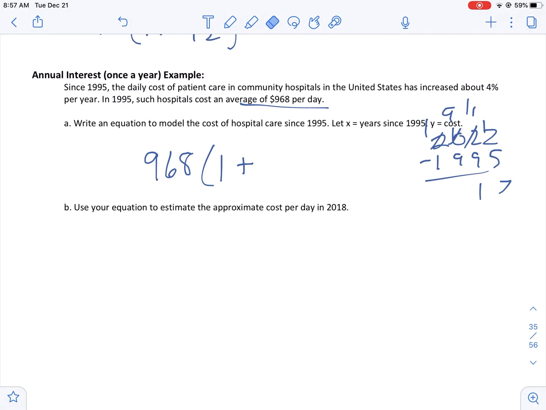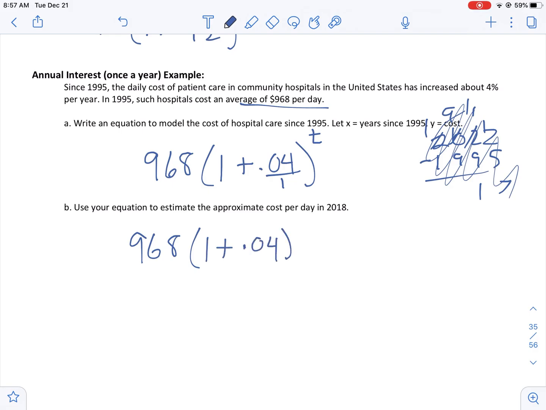So that should be 0.04 divided by 1 to the x. We could do x times 1, or we can change this to match our equation to the t. So then it asks since 2018. So this is where we're going to go, 0.04, 2018 minus 1995, 23 years, so to the power of 23.